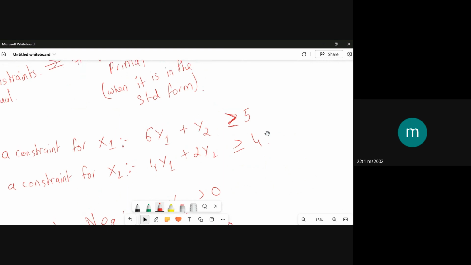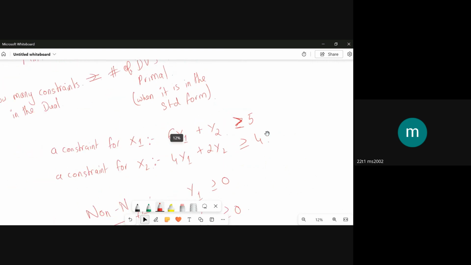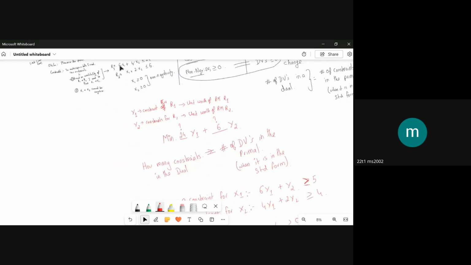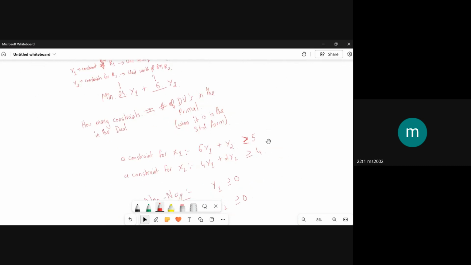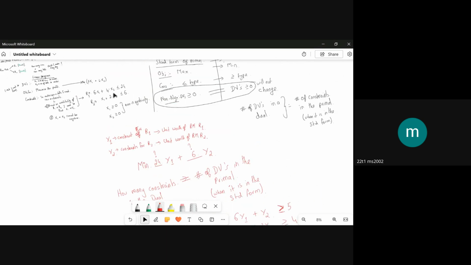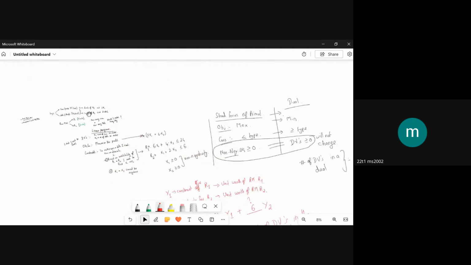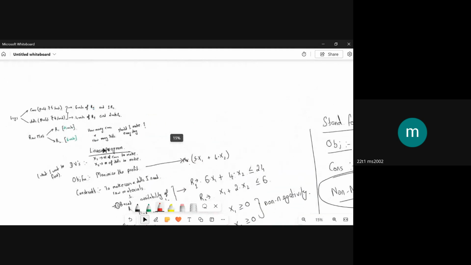If you don't understand all of this math behind it, the simplest version that you will use to remember this is whatever you have as the coefficient for x1 in the constraints, those would go for the first constraint. So 6y1 plus 1y2 greater than or equal to 5. Then you have a constraint for x2. Put 4y1 plus 2y2 greater than or equal to 4, which is the objective function coefficient of your primal.